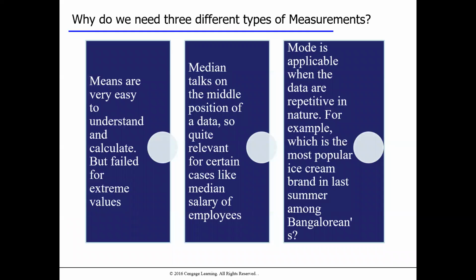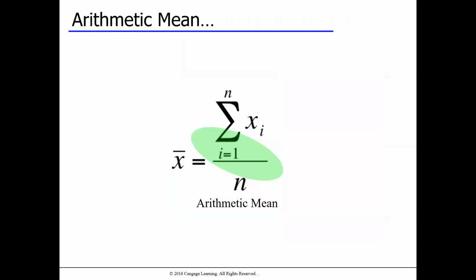Median and mode are not affected by the extreme values. Now, why do we need three different types of measurements? Means are very easy, as I already told you, and we have done them from our childhood. But in extreme situations, they may not be the correct measure of central tendency. Median in some cases is more applicable, whereas mode is applicable when the data is repetitive in nature.